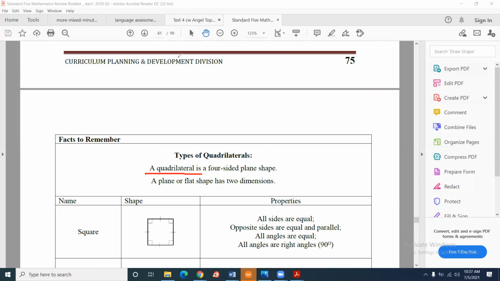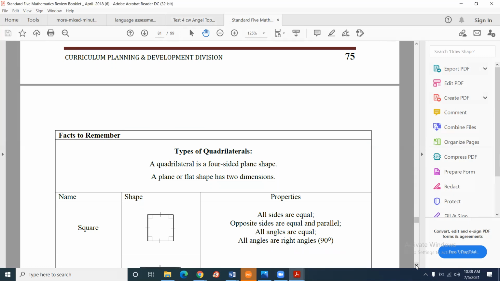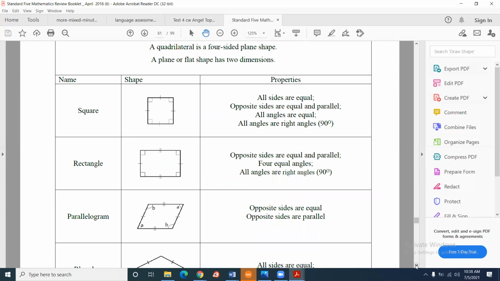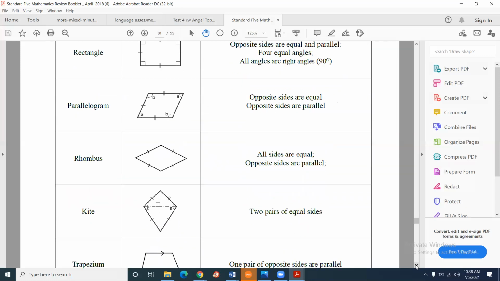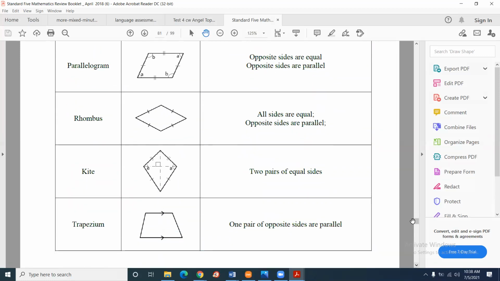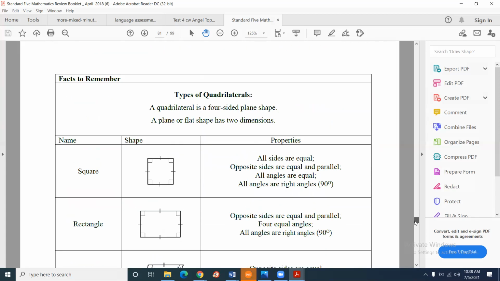Now, usually when you talk to children, they tell you, yes, a four-sided shape is a square, or a four-sided shape is a rectangle. But that's not definitely true. A four-sided shape is a quadrilateral. There are different types of quadrilateral, and that's what I will go through with you first. The different types of quadrilateral are a square, rectangle, parallelogram, rhombus, kite, trapezium. Those are the types you have to learn. I believe I counted 6 there.